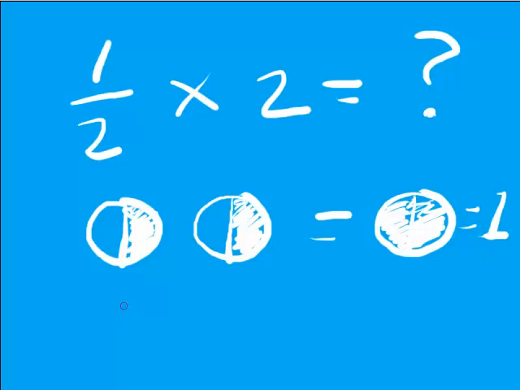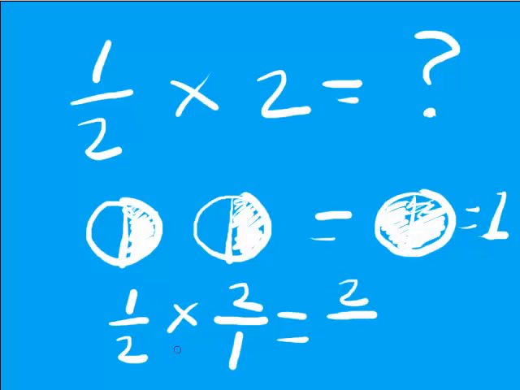There's another way you can do this mathematically. You can say 1/2 times 2. Because there's two parts, we're just going to say over 1, and we're just going to say 2 times 1 is 2. Simplify this, 2 over 2 equals 1. So you have one whole. 1/2 times 2 equals one whole.